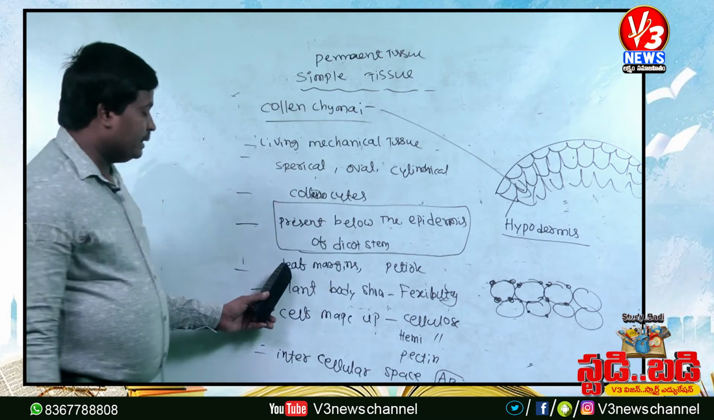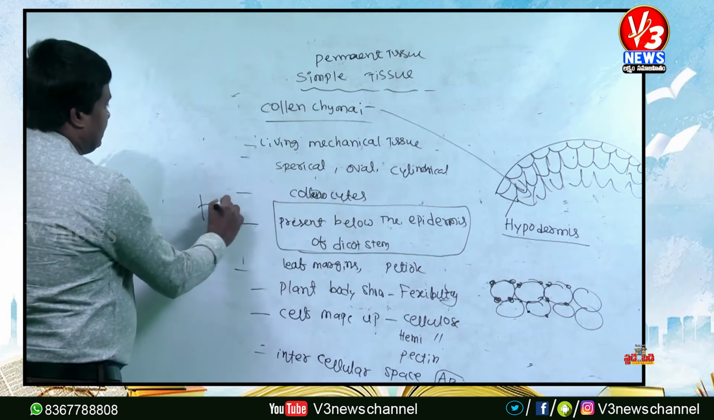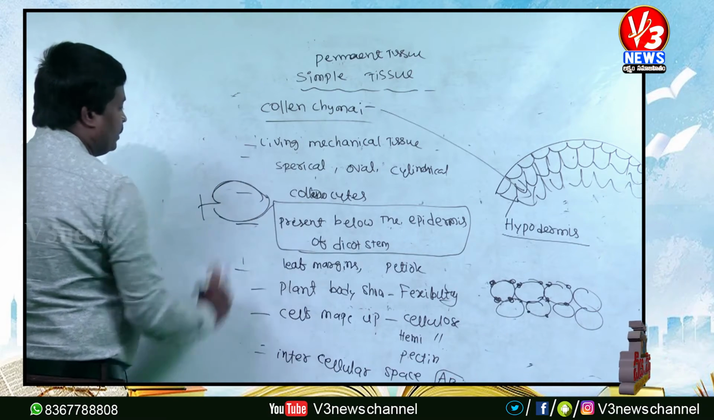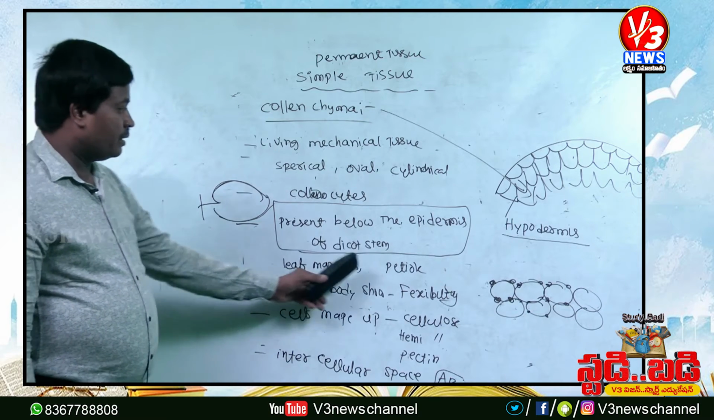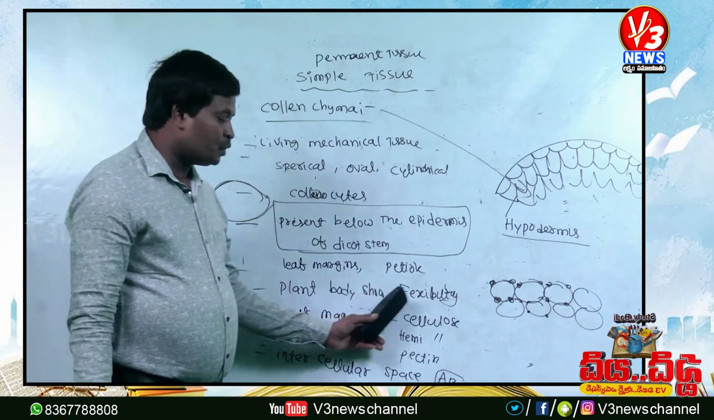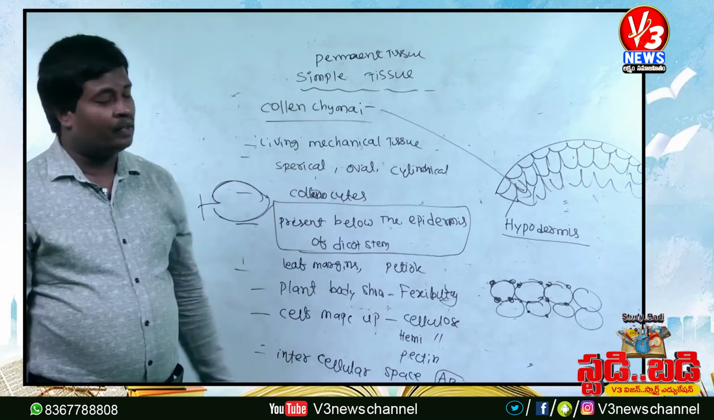Then also it is present in the leaf margins. What is a leaf margin? This is called a leaf margin. This collenchyma is present in the leaf margins, and also the petiole. The stalk of the leaf is called the petiole. The plant body shows flexibility. How does it show flexibility? Due to the presence of the collenchyma tissue.